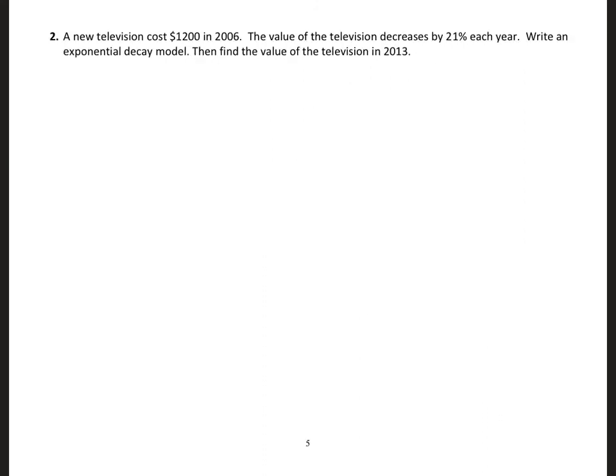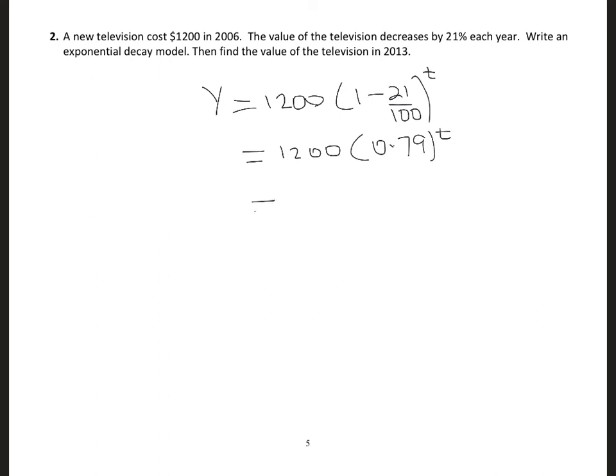For the next example, we are given a television costing 1,200 in 2006. So let's write the equation. It decreases by 21% each year, so 1 minus 21 over 100, each year. So we're going to put t. This is going to be 1,200 times 0.79 raised to t, and we're looking for the value in 2013.